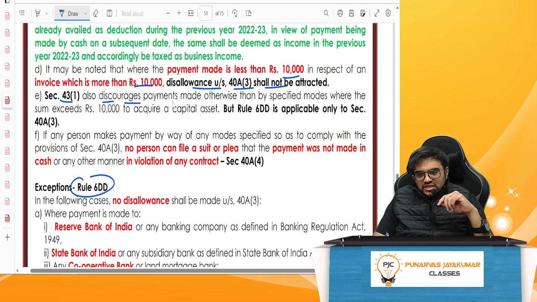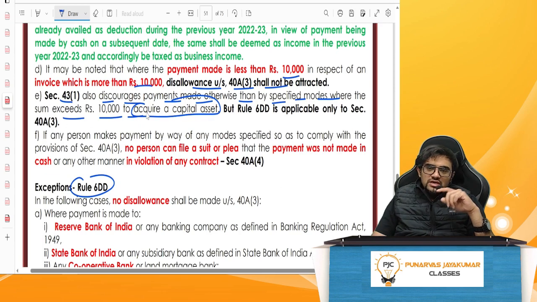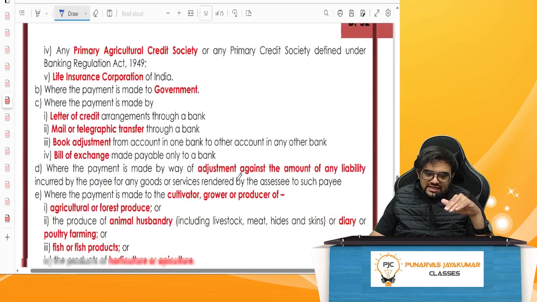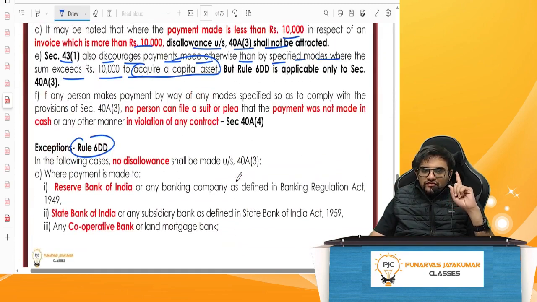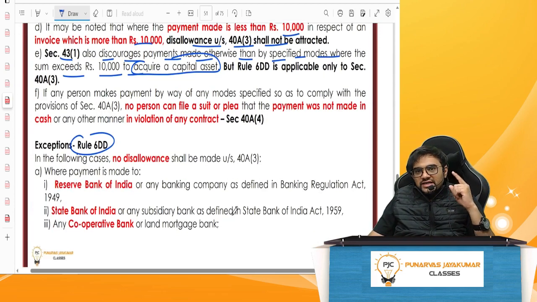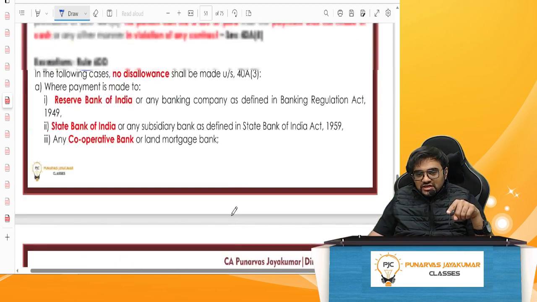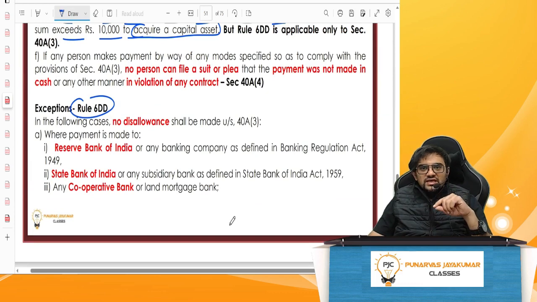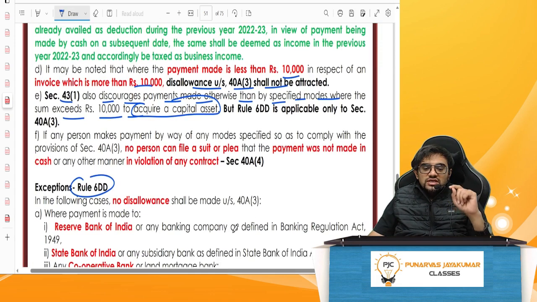43(1) also discourages payments made otherwise than by specified modes where the sum exceeds 10,000 to acquire a capital asset. We have already seen. But these exemptions under Rule 6DD will apply only to 40A3 expenditure and not to 43(1). So if you buy an asset by breaching these regulations, still you have to reduce it from the actual cost, because Rule 6DD is only applicable to Section 40A3.